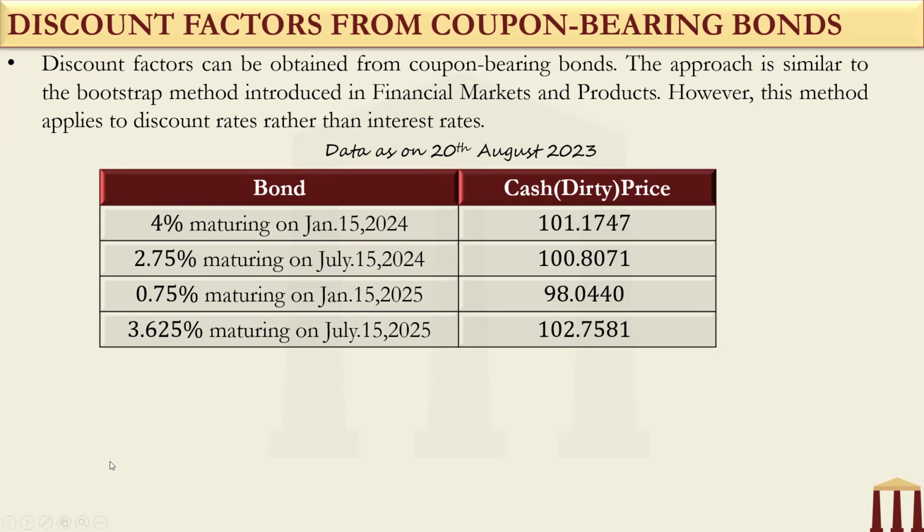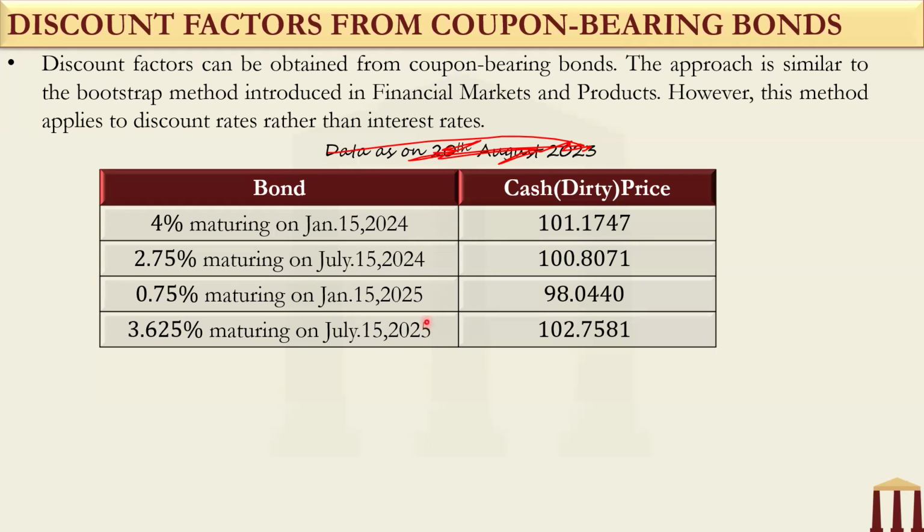So just ignore this. Okay, I have to ignore it. Now I have to find out the 6-month spot rate, 1-year spot rate, 1.5-year spot rate, and 2-year spot rate. Using these things, I can easily do it.